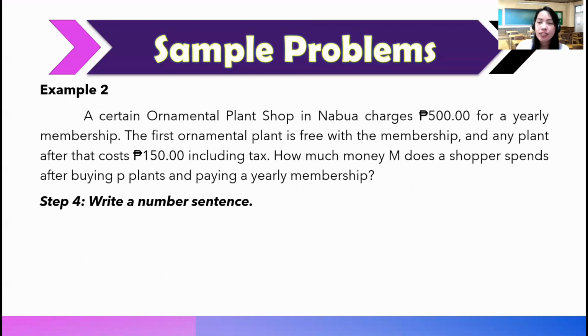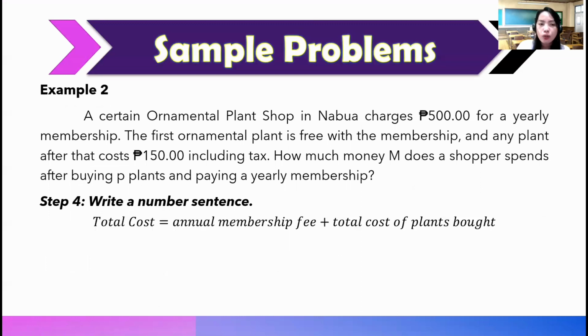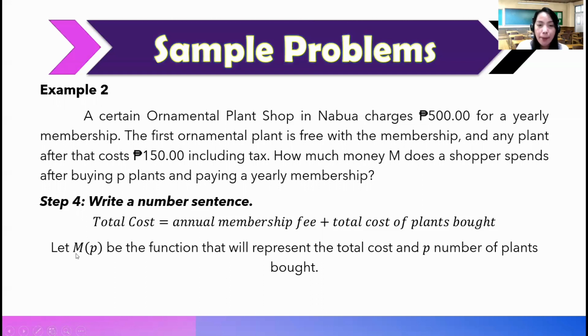Step 4, write a number sentence. Here, since ang kailangan nating kunin is ang total cost sa pagbili ng plants and paying a yearly membership, kailangan nating i-consider yung membership fee plus yung total cost of plants bought. So, ito yung number sentence mo. Sa total cost of plants, kailangan mo din i-consider yung excess kasi yung isang plant is libre na, nakasali dun sa annual membership fee. So, ang gagamitin natin na function ay M of P, nandun yun sa problem, M for the function, parenthesis, yung nasa loob is the variable P, which represents the number of plants bought. So, for M of P, this is the function, this represents the total cost if you're going to buy P plants and paying a yearly membership.